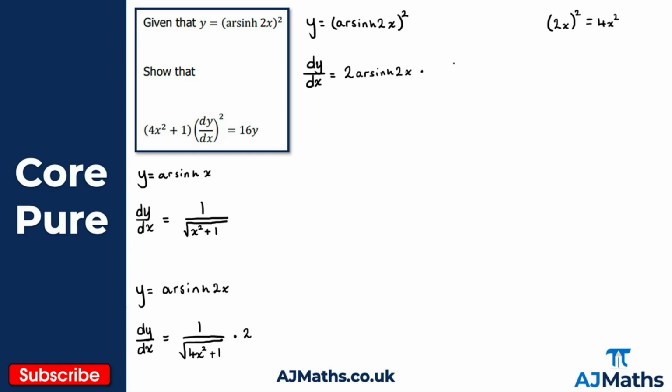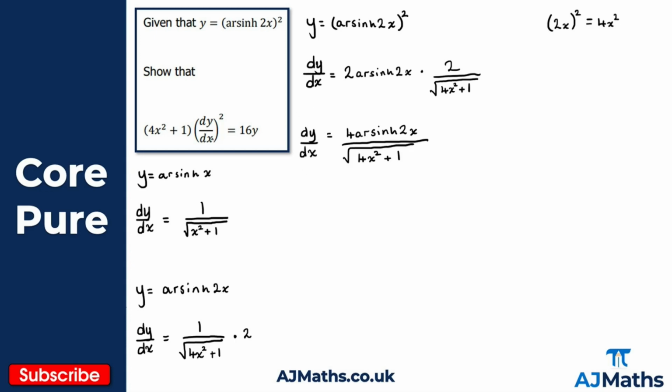So I can then multiply this here by 2 all over the square root of 4x squared plus 1. Okay. So putting all that together then, we're going to get 2 arsinh 2x multiplied by 2. That would give me 4 arsinh 2x, so 4 arsinh 2x all over the square root of 4x squared plus 1. Okay. Now this is for dy by dx. Okay, so it took a little bit of time to get there, but that is dy by dx.